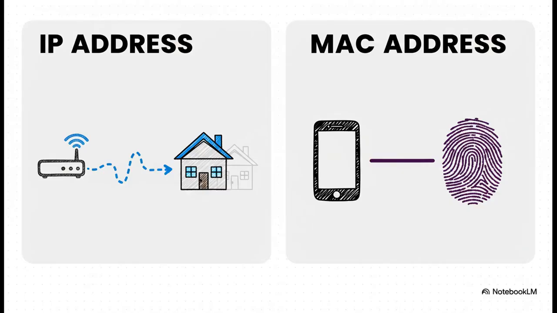So let's break it down, right? Here's the crucial difference. The IP address tells you where a device is on your network, but only for a little while. The MAC address, that unchangeable fingerprint, tells you exactly what that device is permanently. This is how we're going to identify every single phone, computer, or mystery gadget that's hooked up to your Wi-Fi.